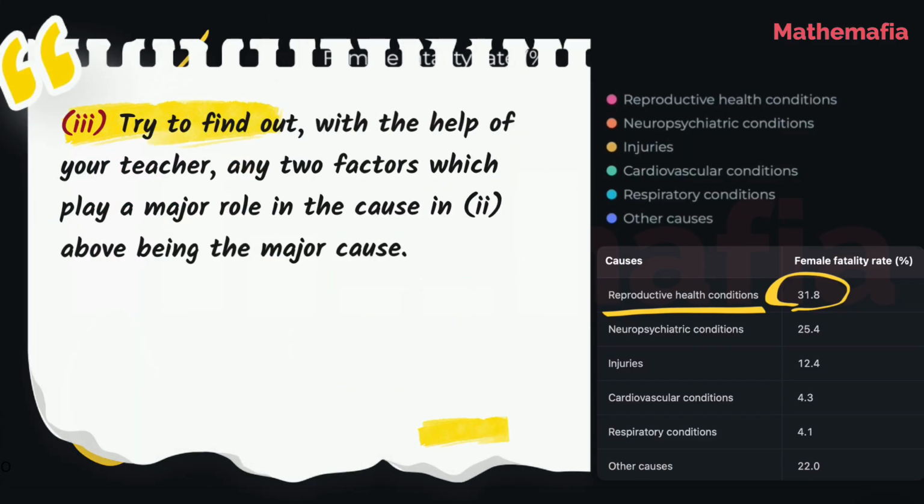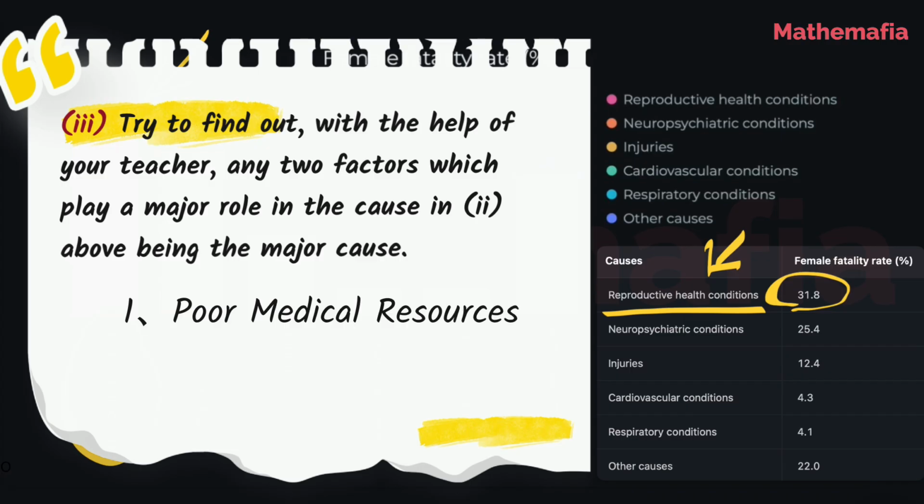Now the third part says, try to find out with the help of your teacher any two factors which play a major role in the cause in part 2 above being the major cause. It means we are supposed to mention two root causes for reproductive health conditions being the major cause of ill health and death of women worldwide. So number one can be poor medical resources. Number two can be poor hygiene. So that's how we solve this question.